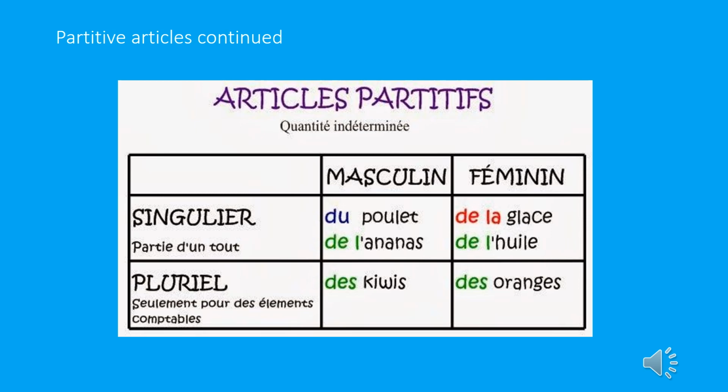Okay, then you have feminine there. You can say je mange de la glace. Je mange de la glace. So I'm eating ice cream. Je mange de la glace. Je mange de l'huile. De l'huile.